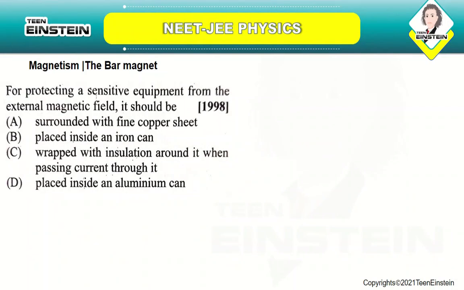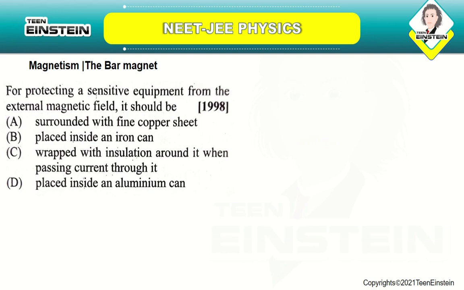The first question is, for protecting sensitive equipment from the external magnetic field, it should be. They are asking how to protect sensitive equipment from an external magnetic field, and they have given four options: surrounded with fine copper sheet, placed inside an iron can, wrapped with insulation around it when passing current through it, placed inside an aluminum can.